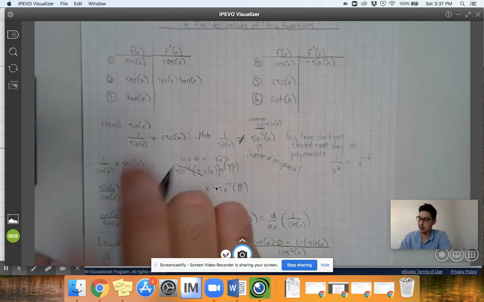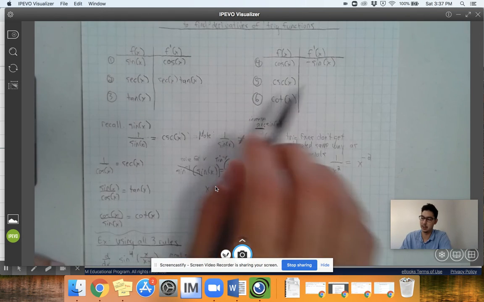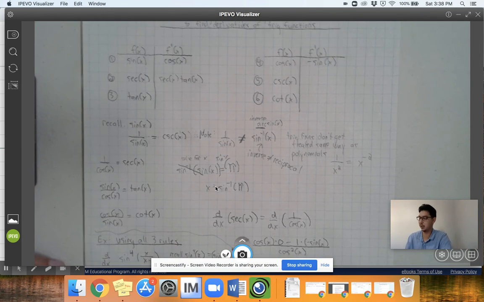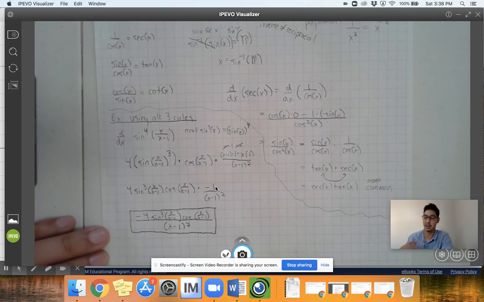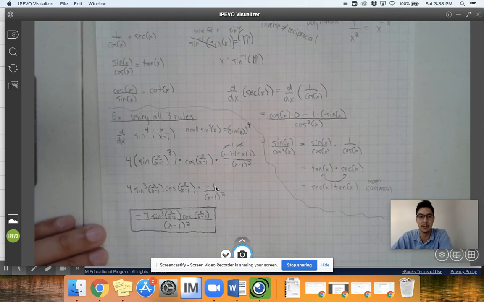And then from there, your work will be doing the derivatives of the other trig functions there. And then you'll practice using the 3 rules, where I did an example here where there's a lot of chain rule and the quotient rule involved there.